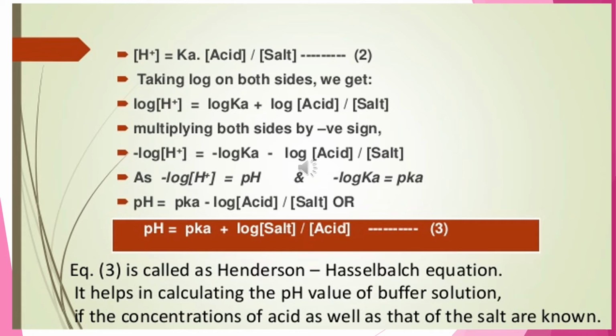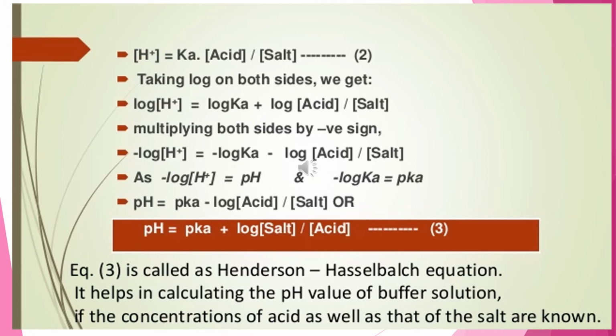So multiplying both sides by negative sign, minus log concentration of H plus ion is equal to minus log Ka minus log acid divided by concentration of salt. So as minus log H plus ion is equal to pH and minus log Ka is equal to pKa, putting these values in the above equation, we will get pH is equal to pKa minus log concentration of acid divided by concentration of salt, or pH is equal to pKa plus log concentration of salt divided by concentration of acid, equation number 3.